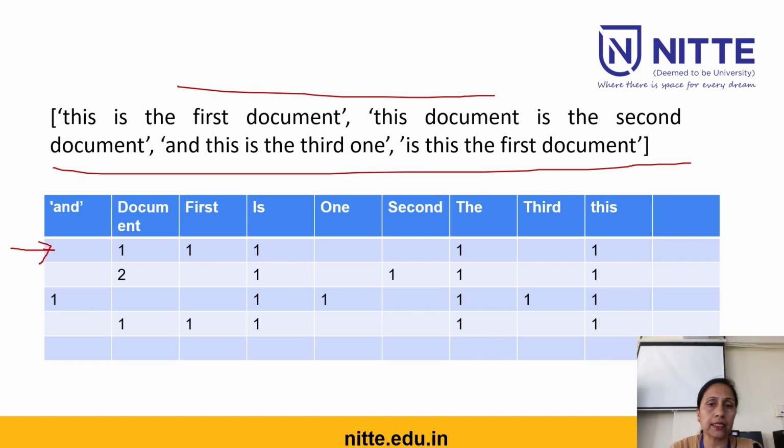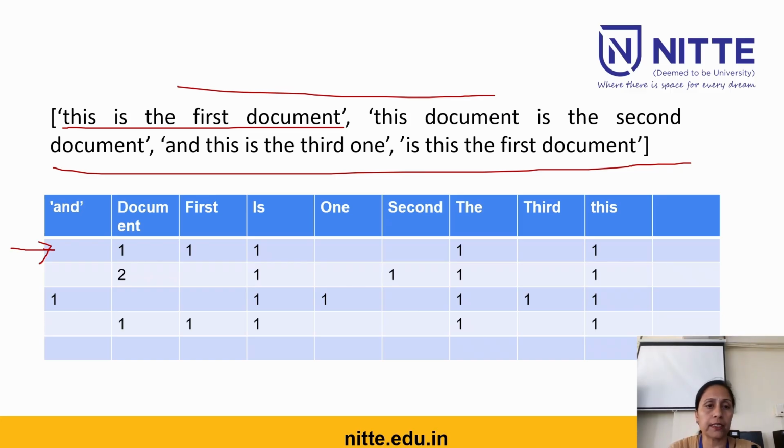So how is this matrix, this table, built? Take the first document. In that first document, how many times is each word occurring? As you see, in the first document, "and" has not occurred. So this is the sparse matrix I told you about. We only store the non-zero values. Zero values are usually ignored, we are not storing them. So this is a sparse matrix.